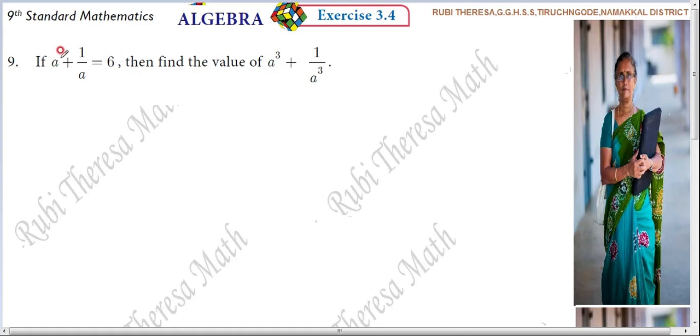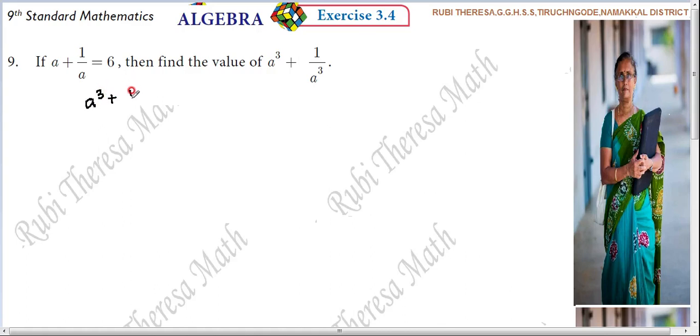If a plus 1 by a equals 6, then find the value of a cube plus 1 by a cube. So this is in which form? Very good. Those who know it, you can write directly. Actually, within a minute, you will be able to say the answer. First, let me do that for the competitive exam purpose, how you have to do.